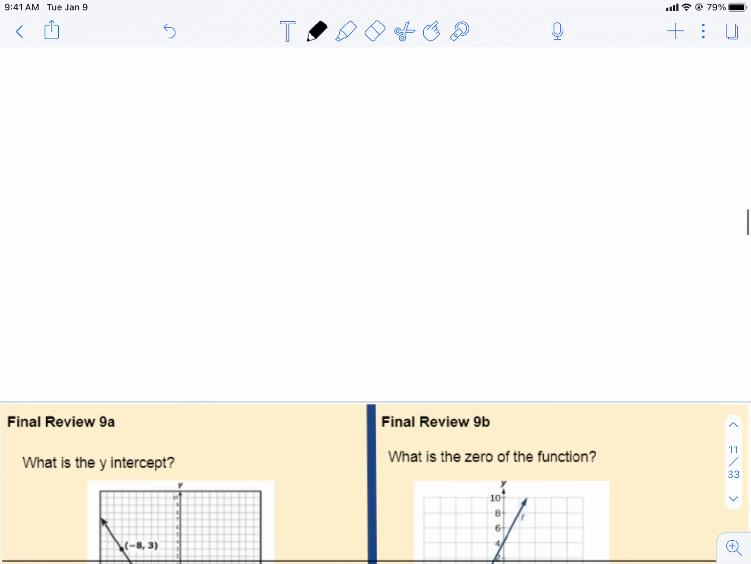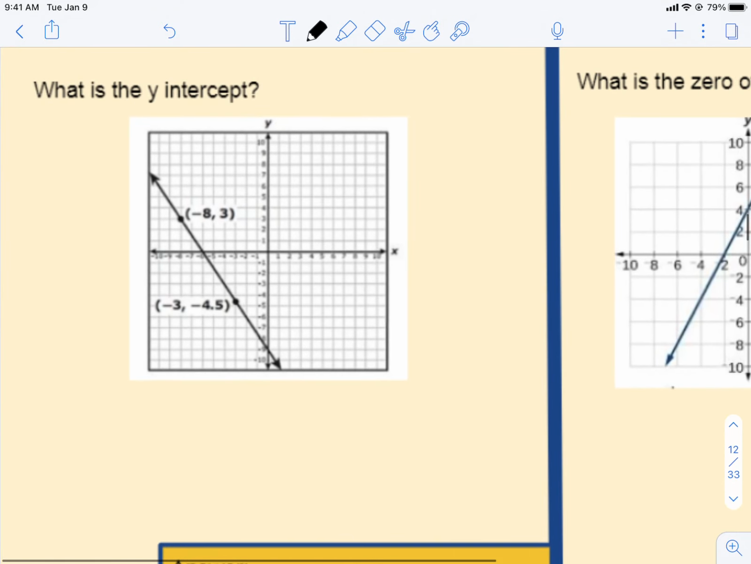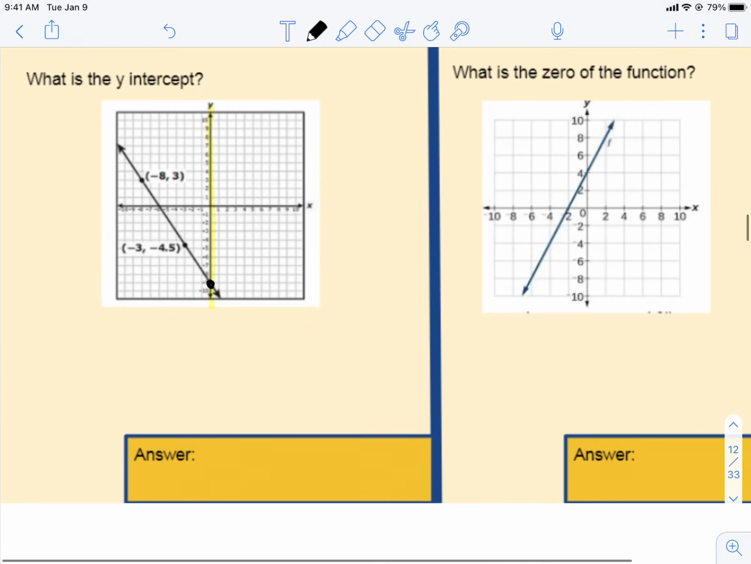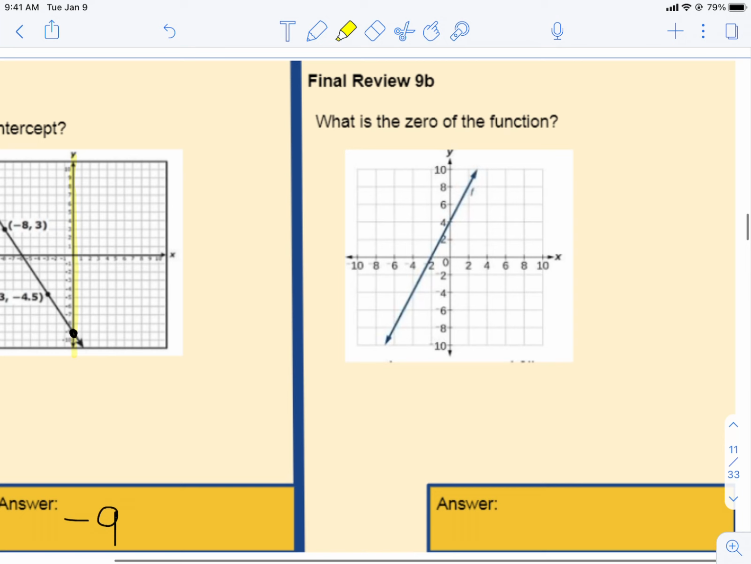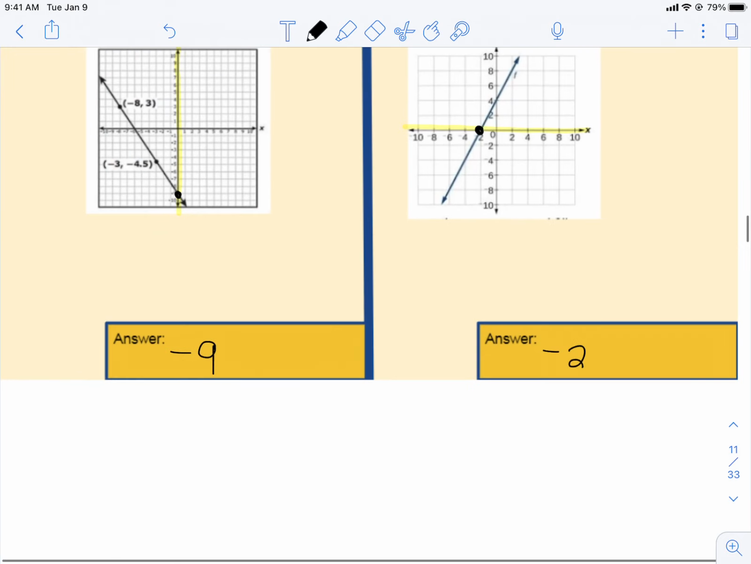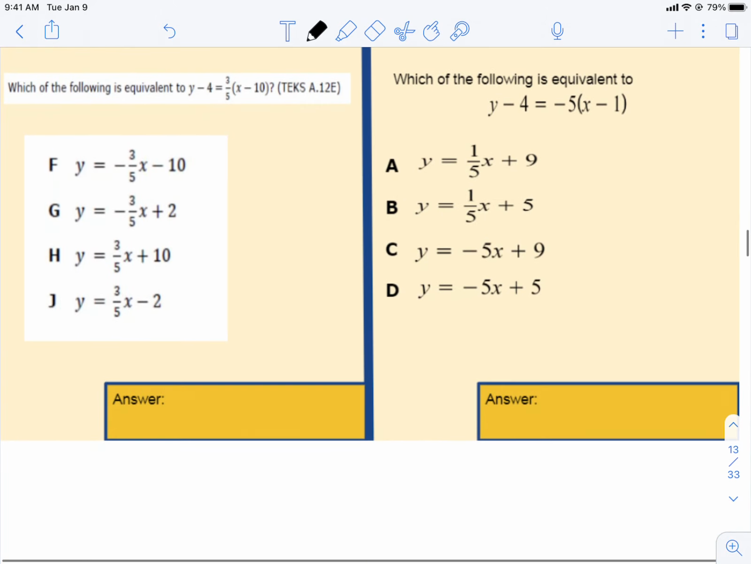Looking at the next one, what is the y-intercept? Well, where does it cross the y-axis? It's crossing down here at -9. 9b, what is the 0? 0 is another word for x-intercept. So where is it crossing the x-axis? Right here at -2. Okay, moving on to the next one.